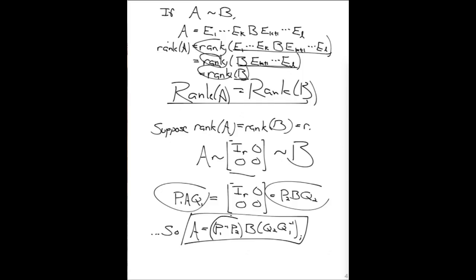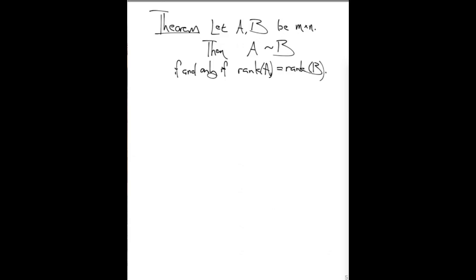And then noting that this is another non-singular matrix, and this is another non-singular matrix, we can conclude that A is equivalent to B. And so we have the following relationship, that two matrices are equivalent if and only if their ranks are the same. Here's the theorem. Let A and B be m by n matrices. Then A is equivalent to B if and only if the rank of A is equal to the rank of B.